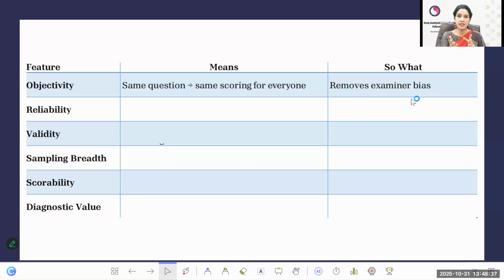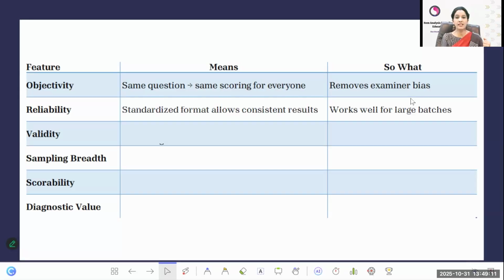Reliability means it can differentiate between a student who is weak and a student who is very strong, very good at it. And also it should not have a subjective element. If you see short answer questions or long answer questions, they have a subjective element. But in an MCQ, if you give the same question to two students, the scoring pattern is the same. If the answer is right, he will get 1 mark, if it is a 1 mark question, or 4 marks, and it removes examiner bias. So we can say that it is very objective. That's why it is called the multiple choice question. It is objective in nature.